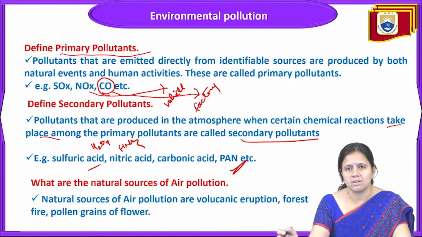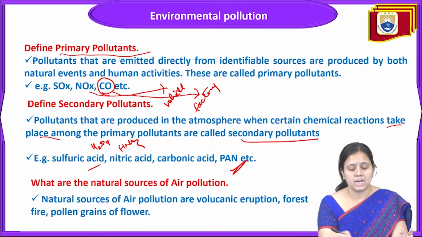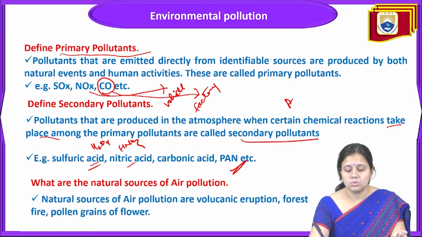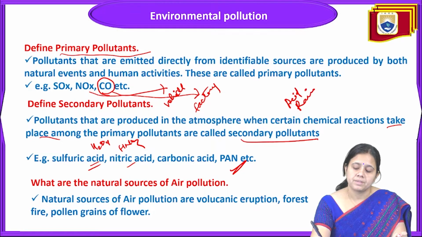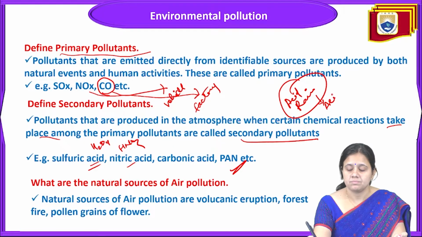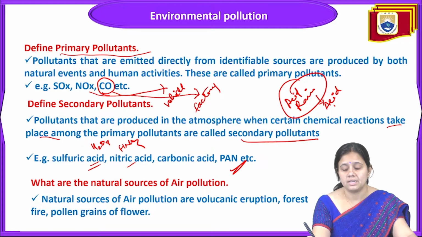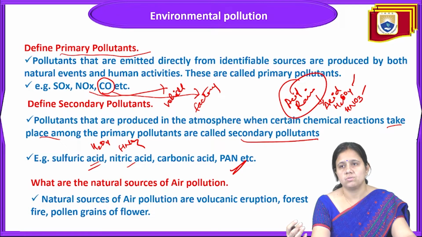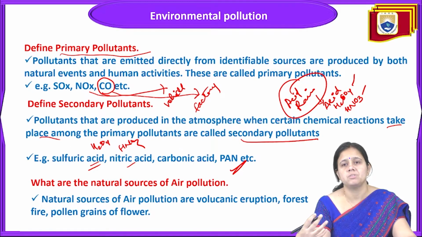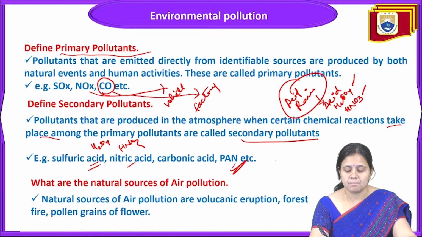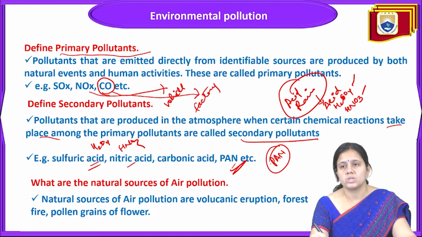Sulfuric acid and nitric acid are both secondary pollutants in the case of acid rain. What is the term acid rain? It is the rain of acids. It contains concentrated acids like H2SO4 and HNO3. H2SO4 is sulfuric acid and HNO3 is nitric acid. These are secondary pollutants, formed by a chemical reaction between two primary pollutants. Like that, PAN, peroxyacyl nitrate, is also a secondary pollutant.